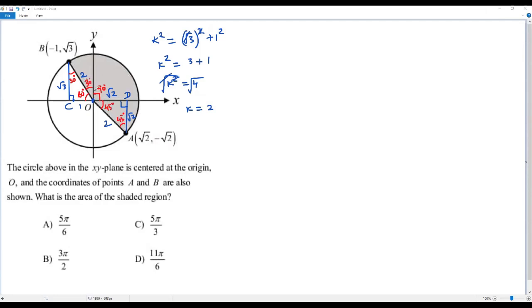Okay, now our aim is to get the central angle of the sector, that is the shaded region. For that, we have to add this 30 degrees, 90 degrees, and 45 degrees. Okay, now let me add them. 30 plus 90 plus 45 equals 165. So the central angle of this sector, the shaded region, is 165 degrees. Already we got the radius of the circle, that is 2. Okay, now we can find the area of the shaded region.